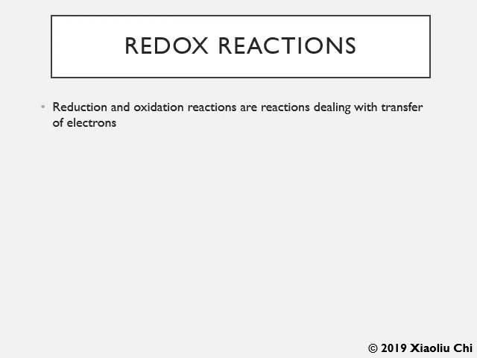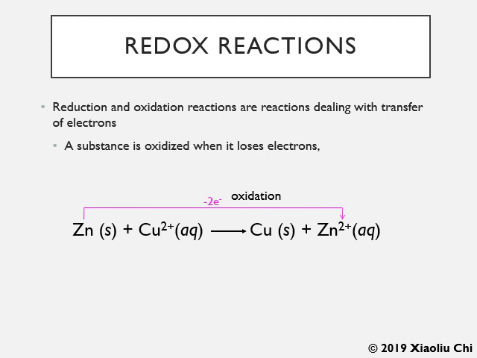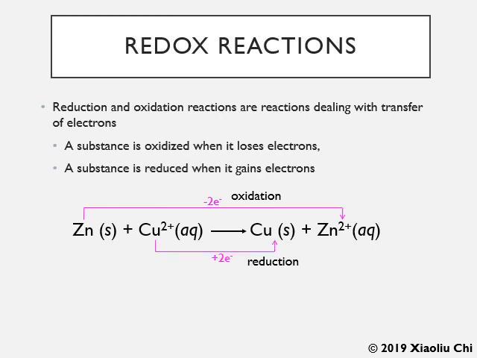A redox reaction is a reaction that involves electron transfer. Here is a typical redox reaction. Zinc reacts with copper ion to form copper and zinc ion. In this reaction, zinc loses 2 electrons to form zinc ion. Zinc is oxidized. On the other hand, copper ion gains 2 electrons to form copper metal. Copper ion is reduced.